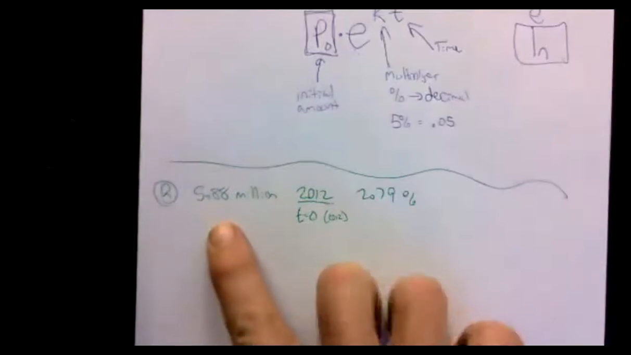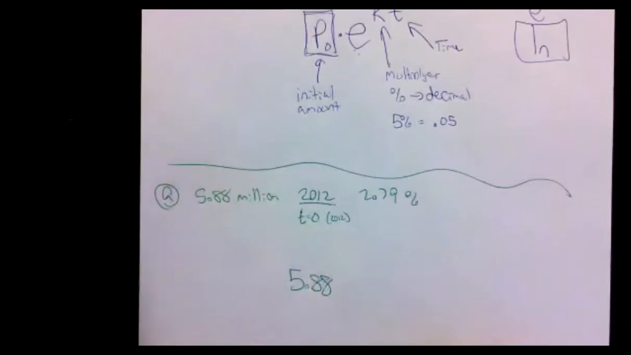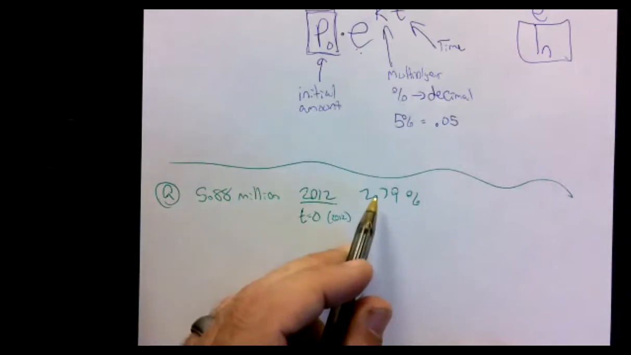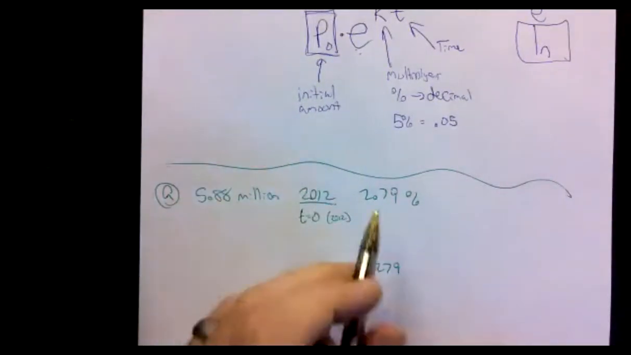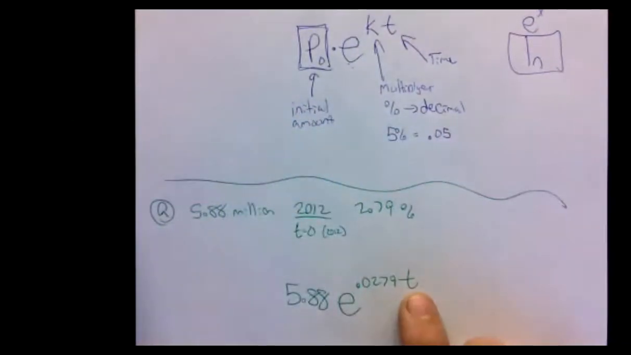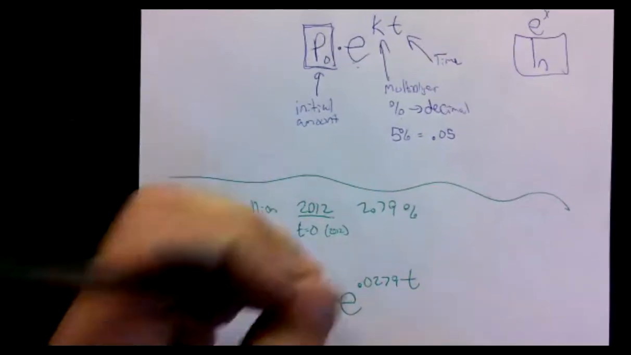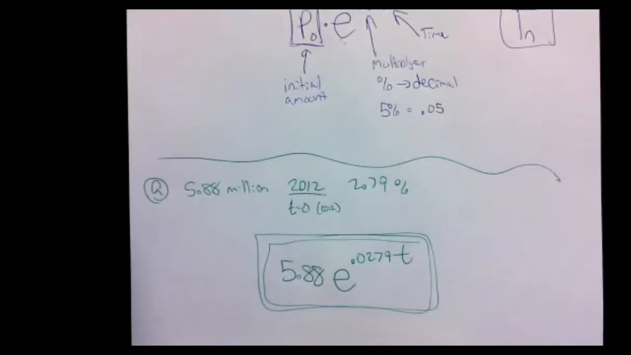Okay, so my initial amount is that initial population, so that's going to be 5.88 million times e. Now they gave us a percent, so we're going to need to change this to a decimal. That's going to be 0.0279. That percentage is your k value. And then time is the thing we don't know, so that's our variable. So part A was asking for the growth function. So this is the growth function.